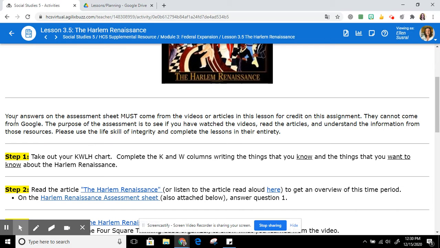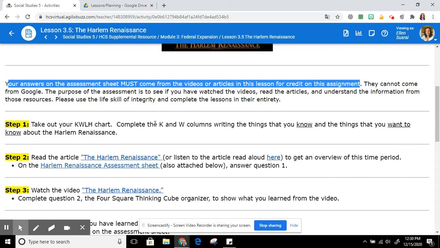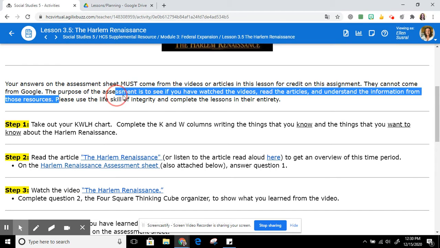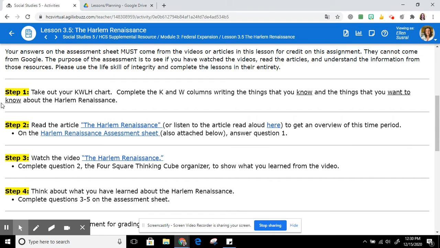And then this is just a reminder that your answers for the assessment sheets must come from the videos and the articles that are in this lesson for credit. You cannot be Googling the answers. This is where you're going to find all your answers, is in these links. Okay, and please practice the life skill of integrity to complete the lessons in their entirety. All right, and then it's broken up into steps.